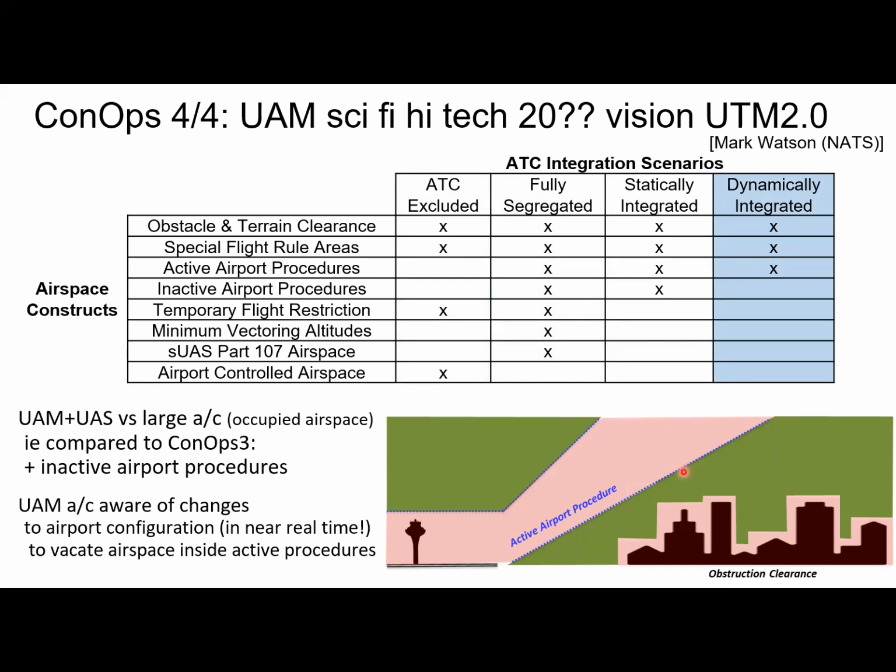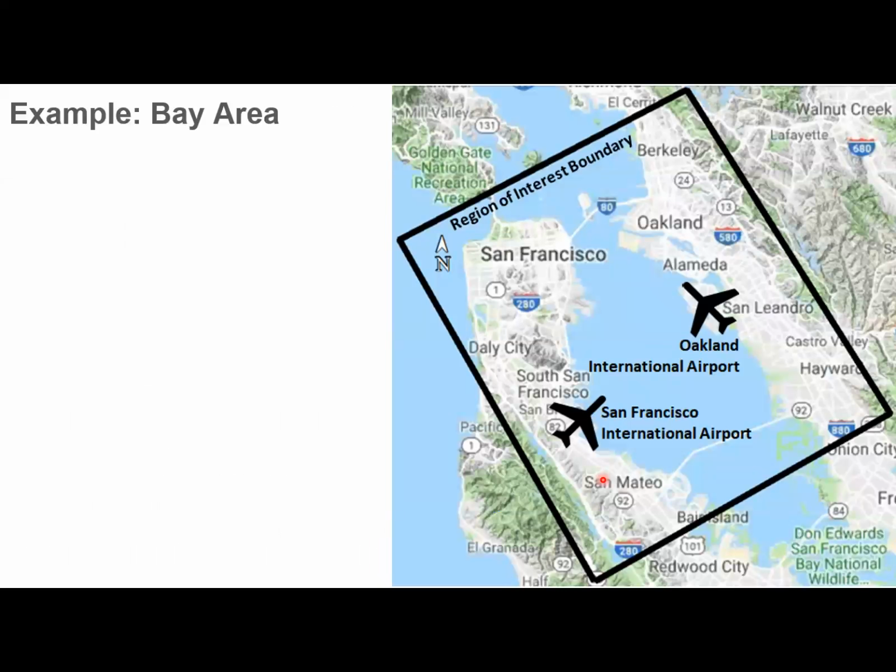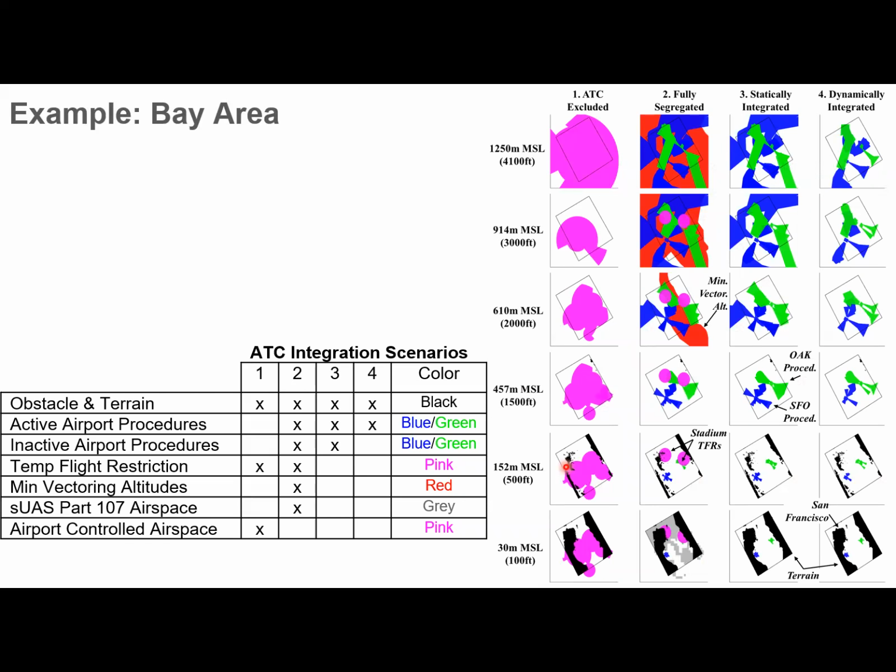And with a very futuristic, but hopefully working idea, we could think that the integration is so good that the drone operators and UAM operators know which procedure is actually in use, based on runway configuration, maybe some of the airports are just closed, and use any airspace except for the active airport procedures. So these are the four concepts of operations, and I will show you a picture of how the available airspace may look under all of the concepts.